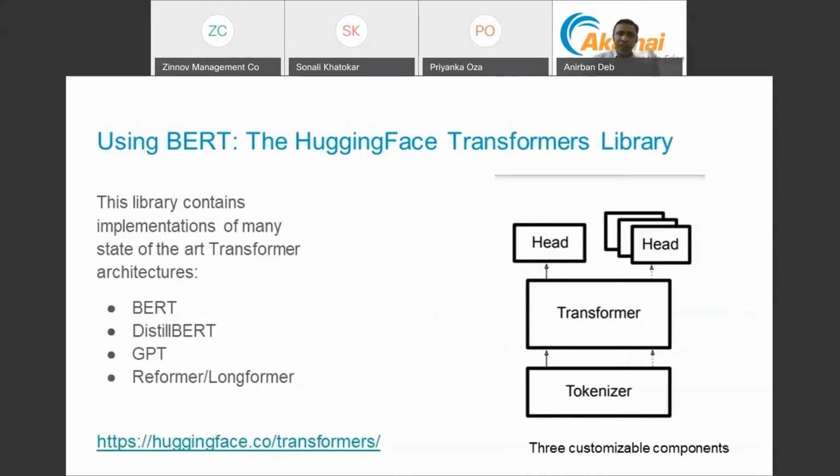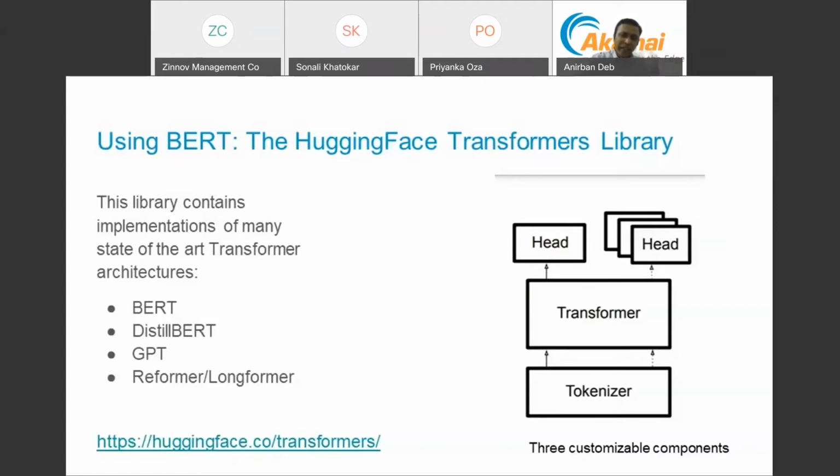So now we come to the application side. How can I use BERT? There is a library called the Hugging Face Transformers library. That's one way you could use BERT. They have these models, BERT, DistilBERT, which is a much smaller version. They have GPT as well, and they have the Reformer and Longformer models as well. The URL is here. You guys can look at this.